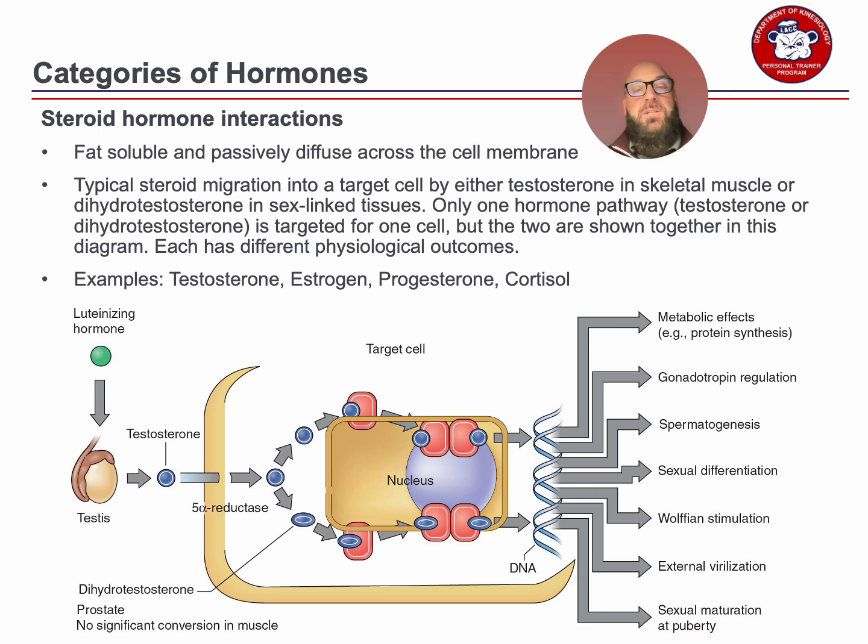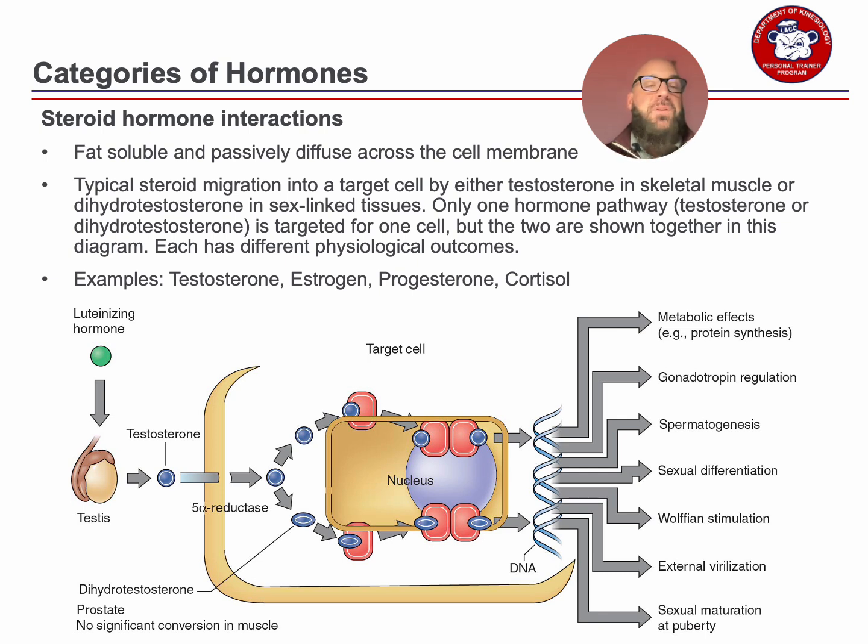picture down below. It's just something to visually look at, the big picture of what all these hormones can do. So typically steroid migration is going to migrate into the target cell by either testosterone in skeletal muscle or dihydrotestosterone in sex-linked tissues. Only one hormone pathway, testosterone and dihydrotestosterone, is targeted for one cell, but the two are shown together in this diagram. Each has a different physiological outcome.